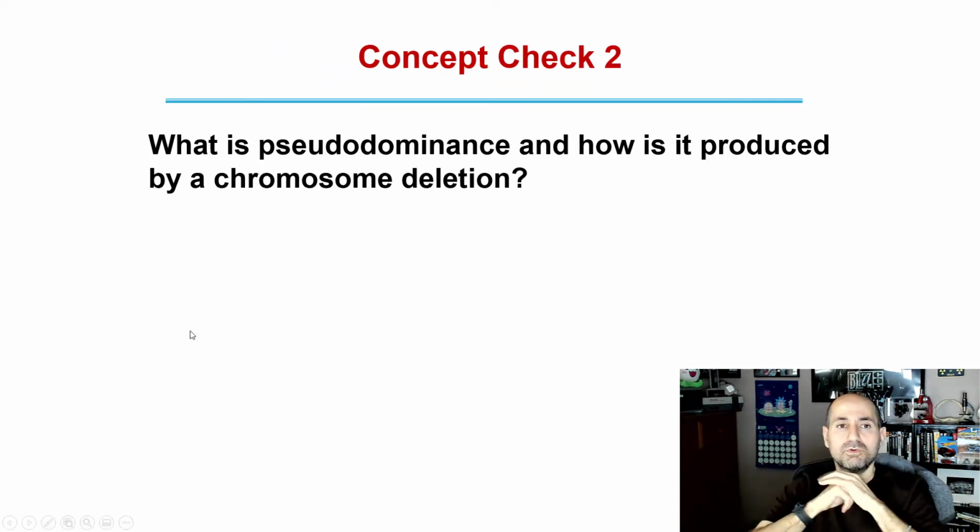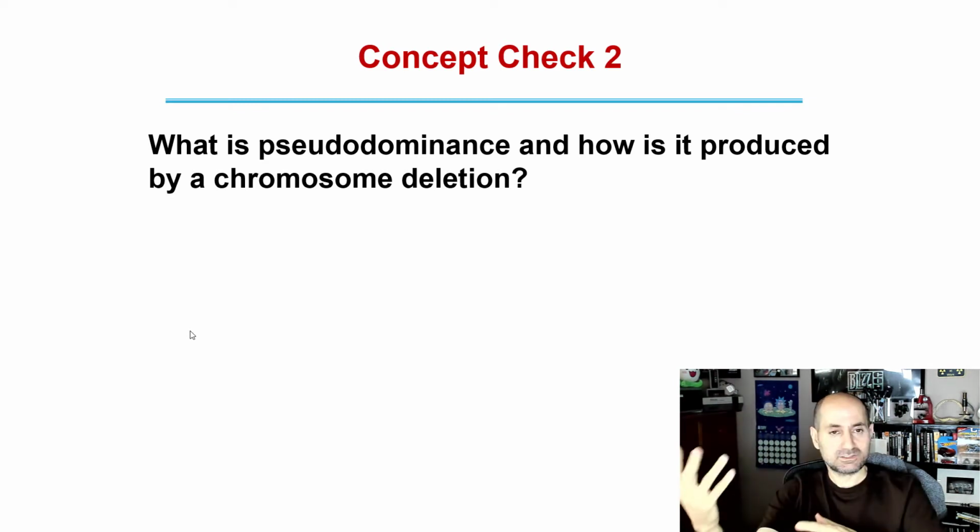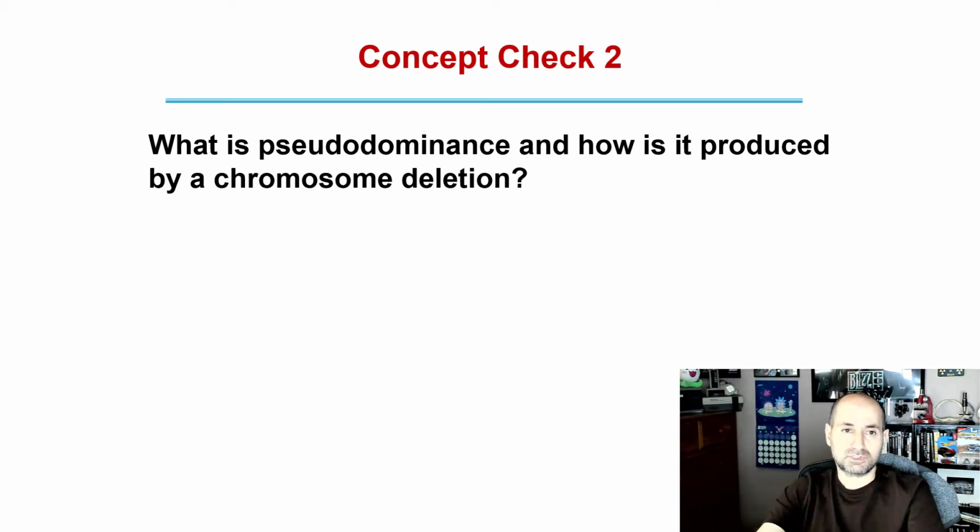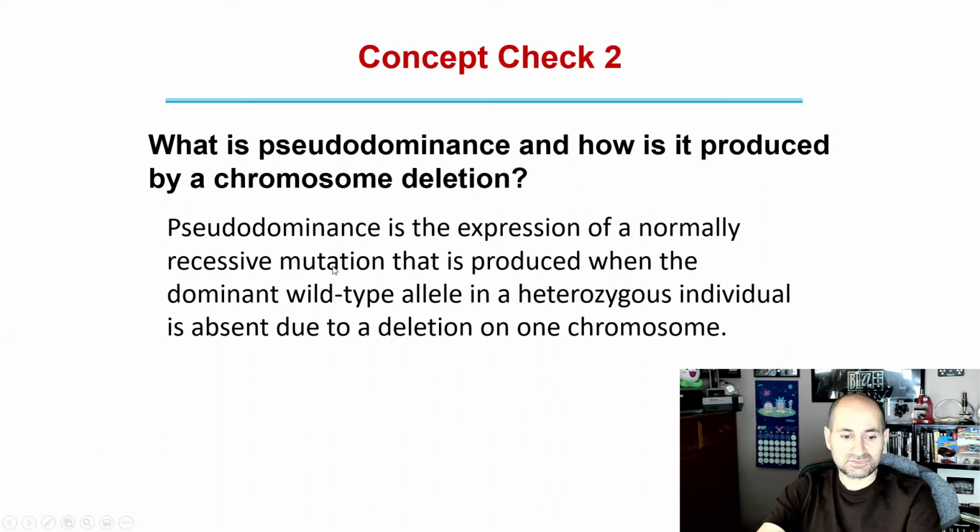Concept check number 2. What is pseudodominance and how is it produced? By chromosome deletion. We just explained that. If you delete a dominant wild type gene from one homolog, well, then a recessive disease allele, or a recessive allele in general, from the other homologous chromosome that was not deleted is going to express itself. So again, pseudodominance, let's see what their definition is. Pseudodominance is the expression of a normally recessive mutation that is produced when the dominant wild type allele in a heterozygous individual is absent due to deletion on that one chromosome.